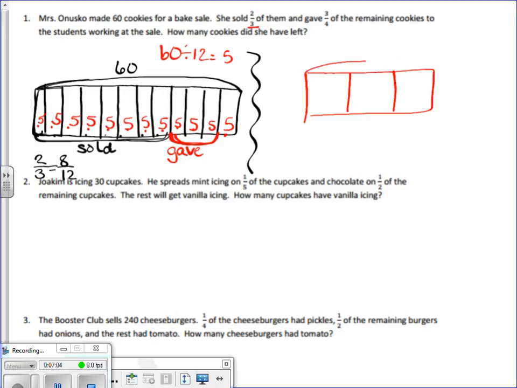They take the 60 and they do 2/3. 2/3 of 60. So it's the same thing. Okay. What is 60 divided by 3?